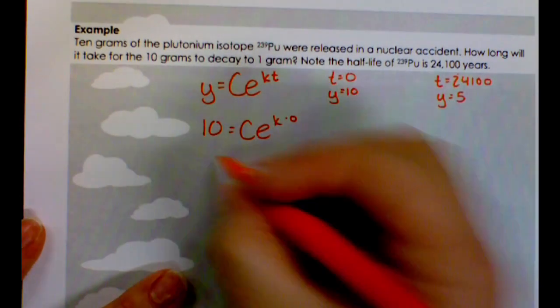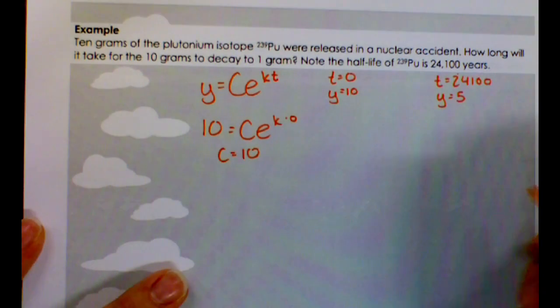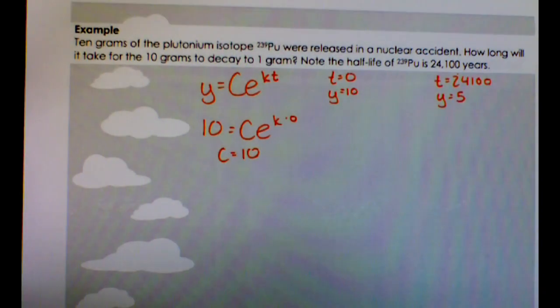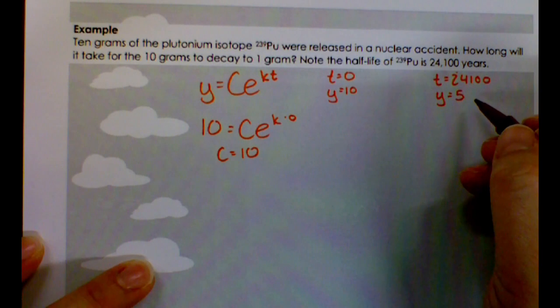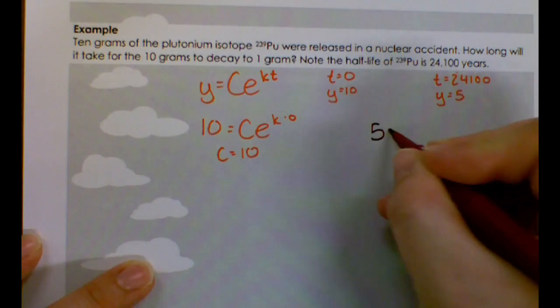Oh look, c is 10. Remember that c is always that initial y value. And then we'll use y is 5, t is 24,100 to get our k value.